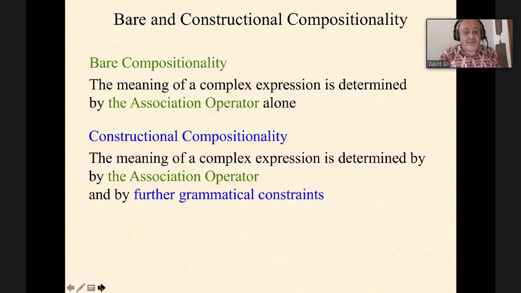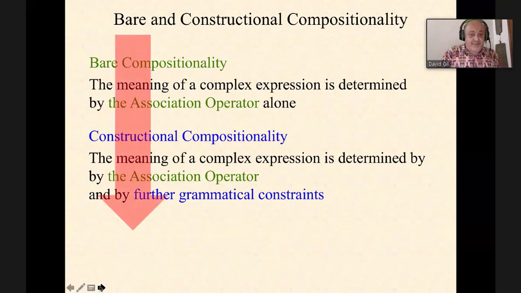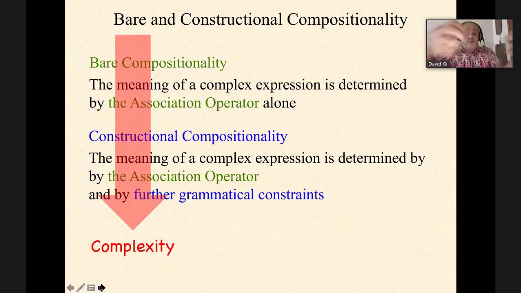So basically, we can characterize bare compositionality as compositionality in which the meaning of a complex expression is determined only by the association operator, and contrast that with constructional compositionality, in which the meaning of the complex expression is determined both by the association operator, but also by further grammatical constraints. And what I'd like to suggest is that the distinction between bare and constructional compositionality takes on meaning in terms of complexity. So you can think of constructional compositionality as being more complex than bare compositionality. It's built architectonically. Constructional compositionality is built on top of bare compositionality. And in addition, you can interpret this also phylogenetically, that is to say, the hypothesis is that bare compositionality came first, followed by constructional compositionality.